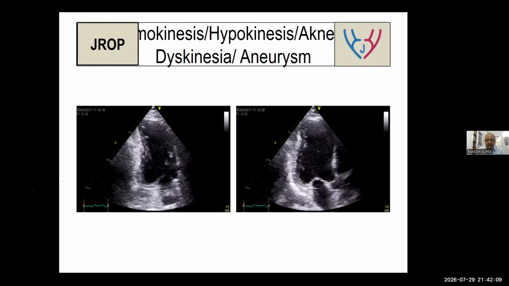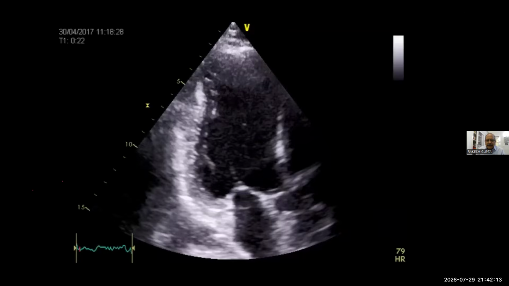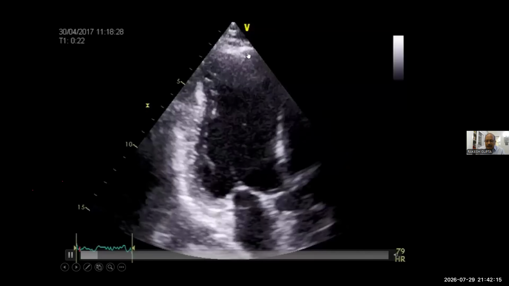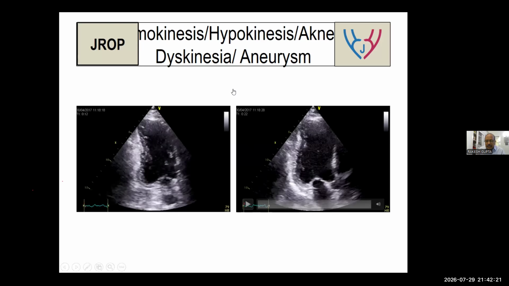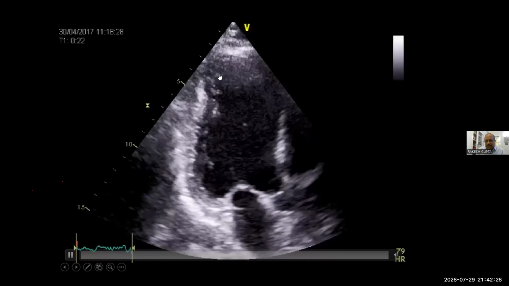Compare this true aneurysm with dyskinetic segments. They're not bulged out. They're not persistent dilatation during diastole. Their systolic contraction is present and the segment bulges out during systole towards outside.